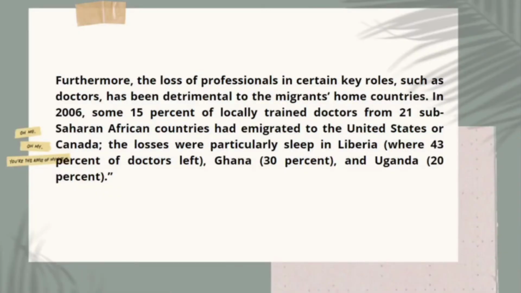Furthermore, the loss of professionals in certain key roles, such as doctors, has been detrimental to the migrants' home countries. In 2006, some 15% of locally trained doctors from 21 sub-Saharan African countries had immigrated to the United States or Canada. The losses were particularly steep in Liberia, where 43% of doctors left, Ghana 30%, and Uganda 20%.